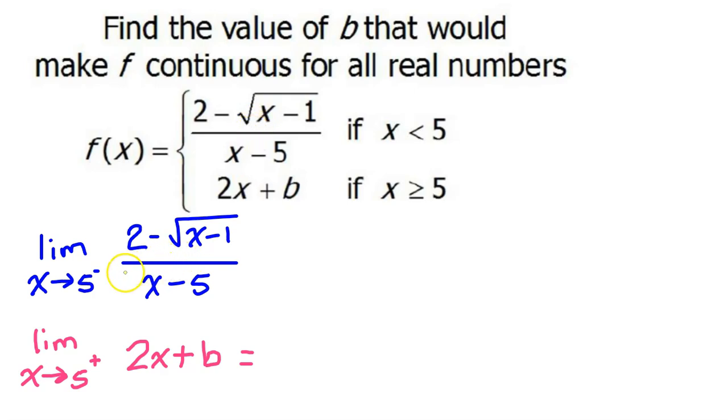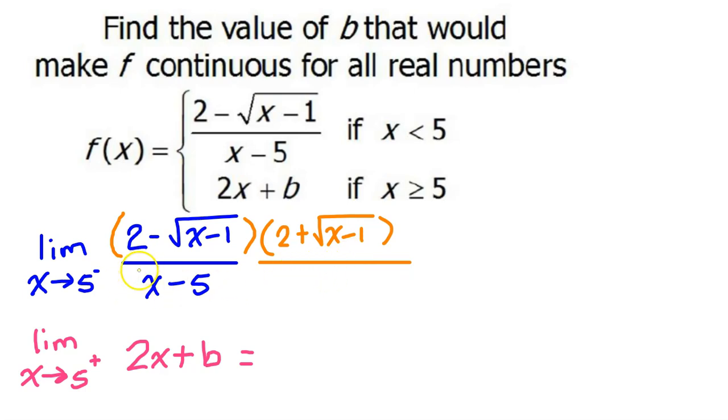Be careful, we cannot evaluate this limit by direct substitution because we would get 0 in the denominator. So we need to use one of our other techniques. Let's try rationalizing the numerator. Remember, we would do that by multiplying by the conjugate. We have 2 minus radical x minus 1, so the conjugate will be 2 plus radical x minus 1.